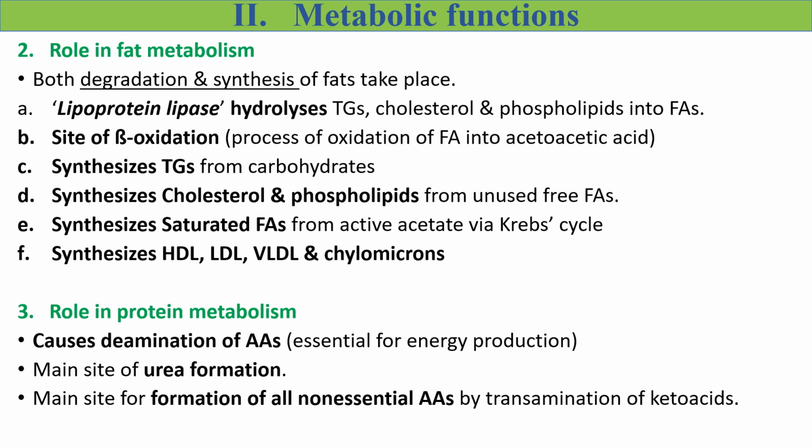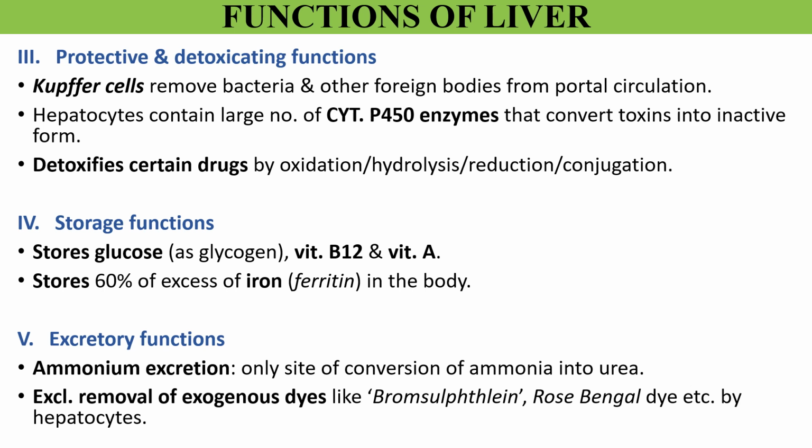Now let us see the role of the liver in protein metabolism. The liver causes deamination of amino acids which is important for the production of energy in the body. The liver is the main site of urea formation also, and a main site for the formation of all non-essential amino acids. Now the next set of functions performed by the liver is the protective and detoxicating functions. The liver contains Kupffer cells that help to remove bacteria and other foreign bodies from the portal circulation. The liver also detoxifies certain drugs.